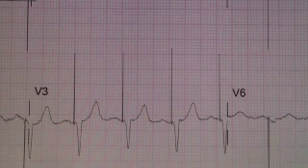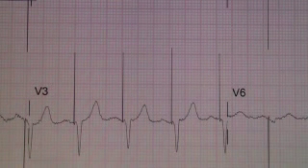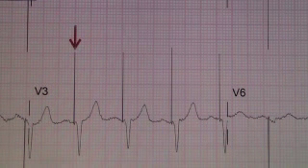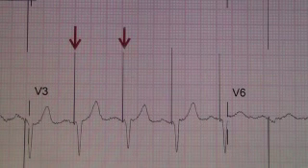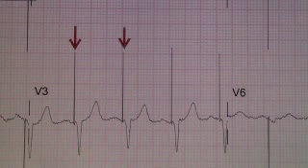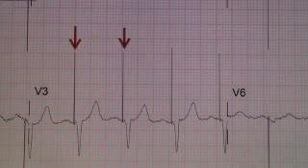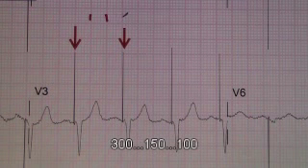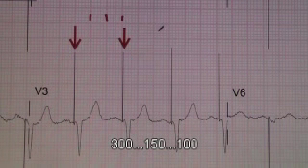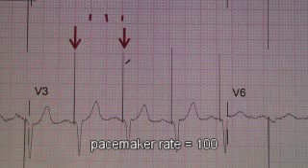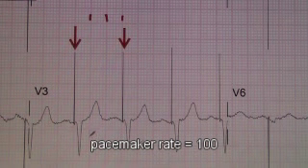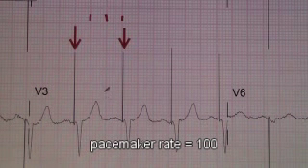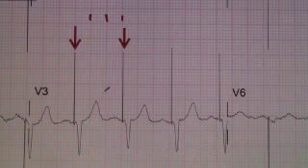This technique can be used for waveforms other than just QRS complexes. For instance, a pacemaker. This patient has a pacemaker that's firing here and then firing again right here. We can determine the rate of that using the same technique, counting across the boxes. Here we have 300, 150, and right at 100 is the next pacemaker spike. That tells you that the patient's pacemaker is firing 100 times a minute. QRS complexes follow those pacemaker spikes, and thus the patient's QRS complexes are also at 100 a minute.